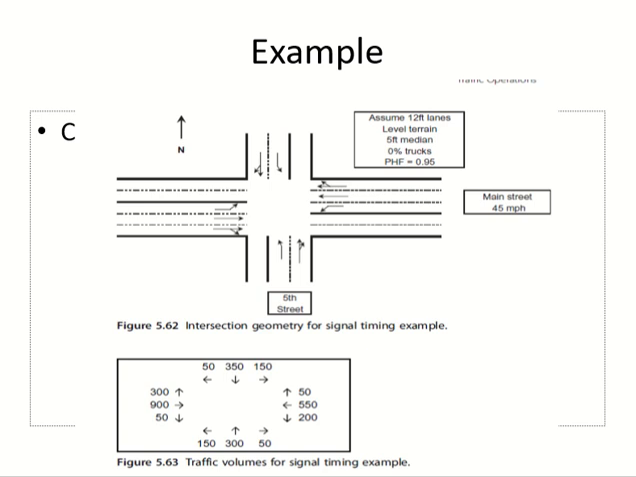You have to look at the intersection geometry. How many lanes are there? If there is a median, count it, and there is no shoulder here. Remember, you can have shoulders as well. You have to add it. Clear?